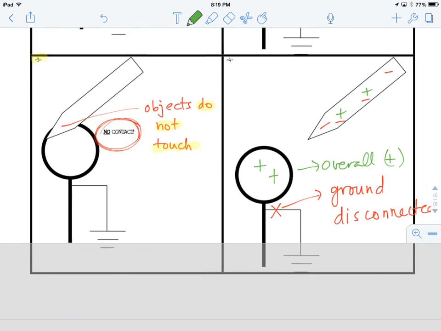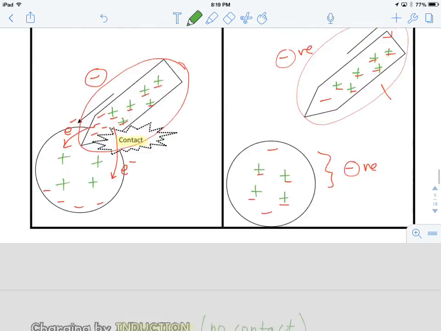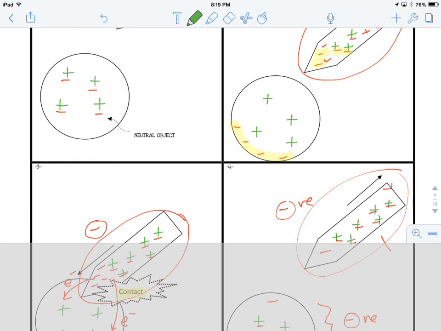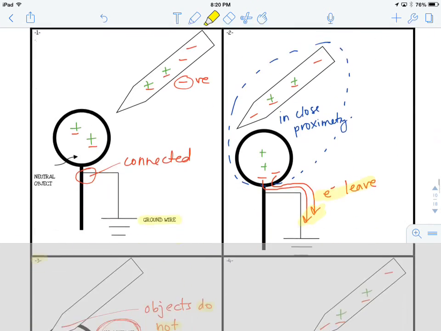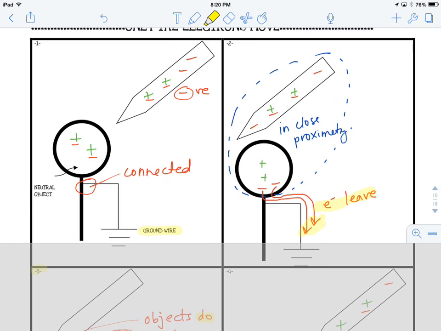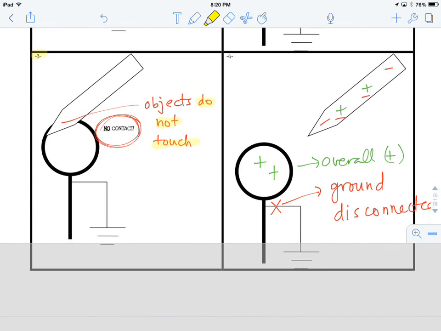And so this is an important distinction between contact and induction. With contact, I have a negative object, I bring it close, I touch it, and they both end up getting a negative charge. So they both end up getting the same charge in the end. They're a little bit less negative, but they still get the same charge. With induction, I bring a rod in close, electrons leave, and in the end, they're charged opposite. And so that's an important distinction.